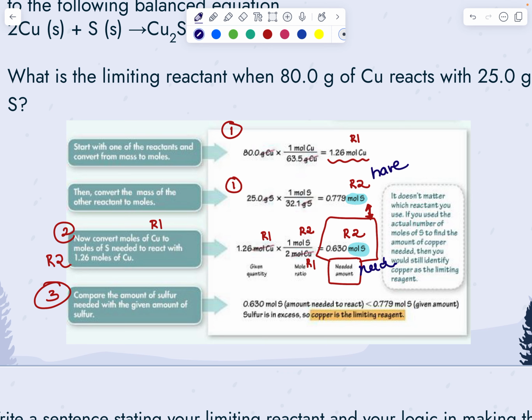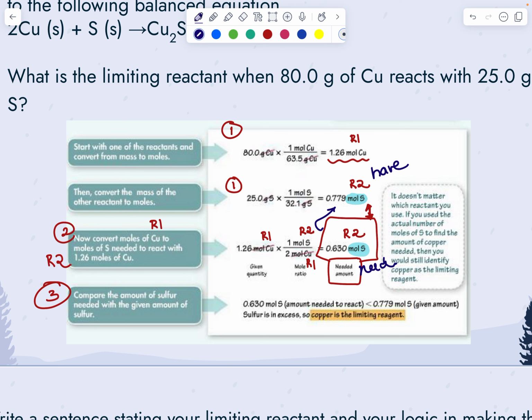Again, why do you need it? To use up all of reactant 1. So this is telling me I'm going to need to use 0.6 moles of sulfur to use up all my copper. Look at how many moles I have. I have 0.779 moles of sulfur. So I have more than enough.